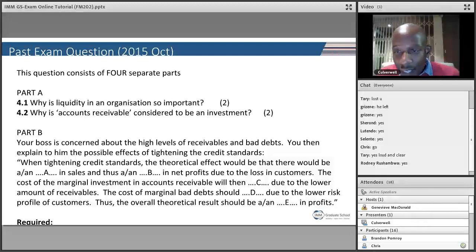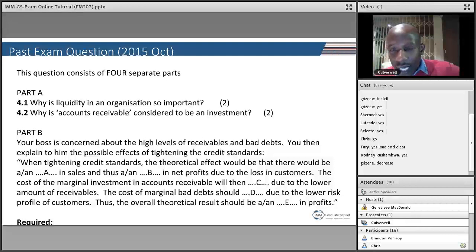I'm yet to see anyone typing. Rather, let's go through these one by one. What did you guys say on A? Let me see just an indication on how one would have responded to A. When you're tightening credit standards, what should happen to A? That's right. It has to amount to a decrease.